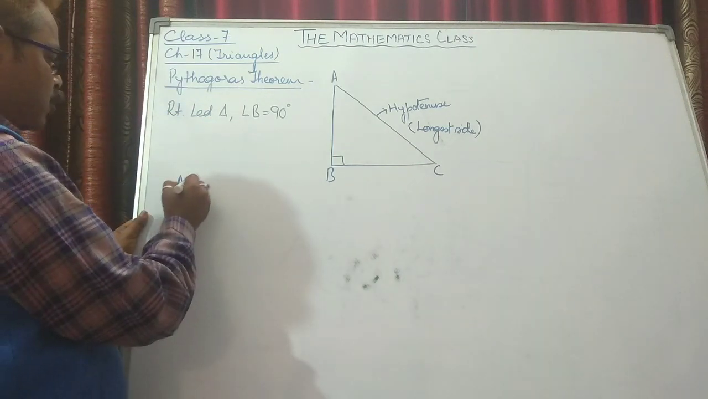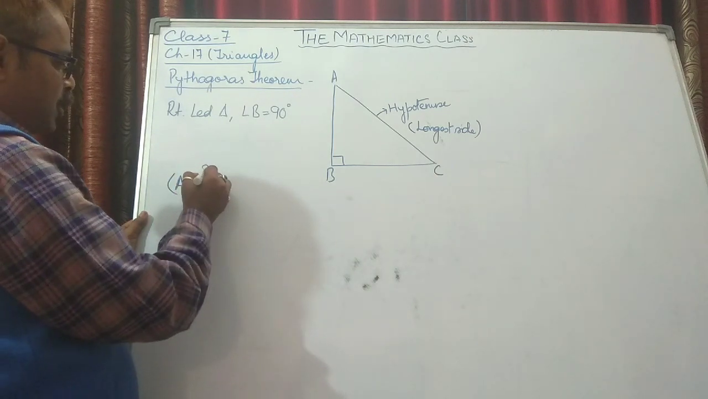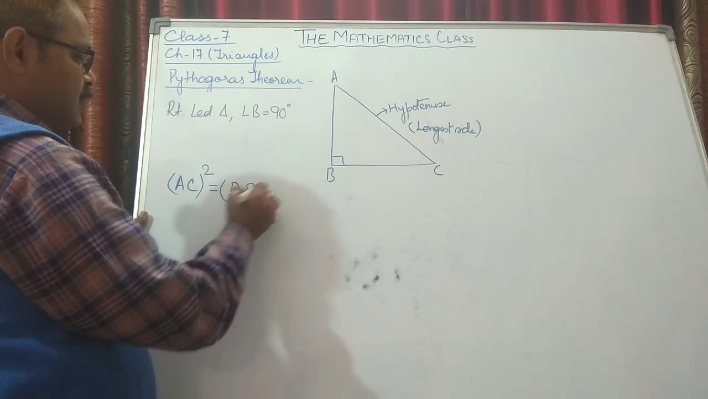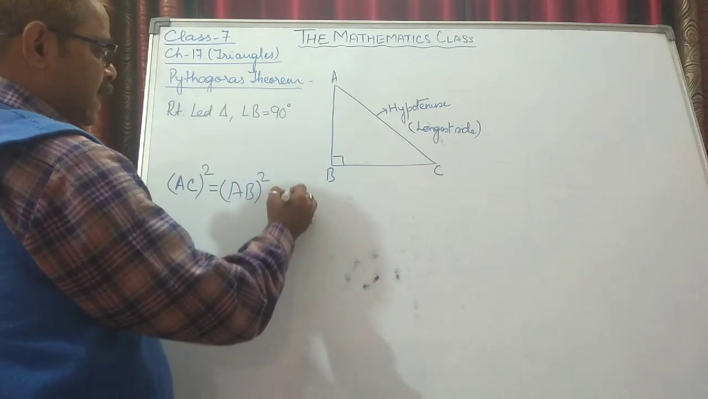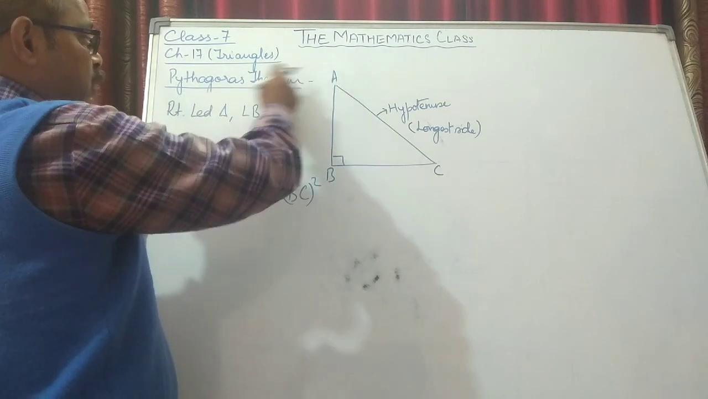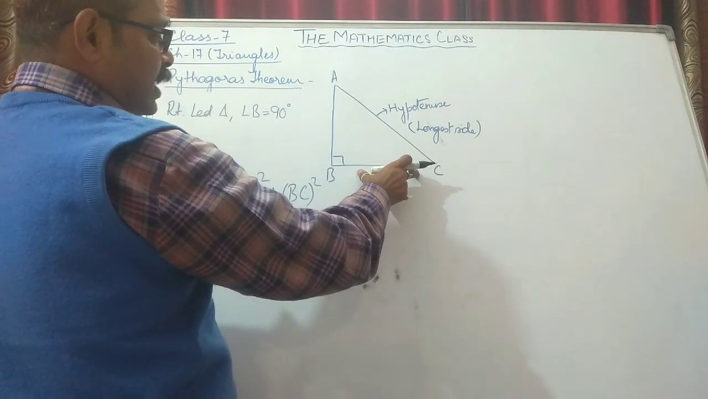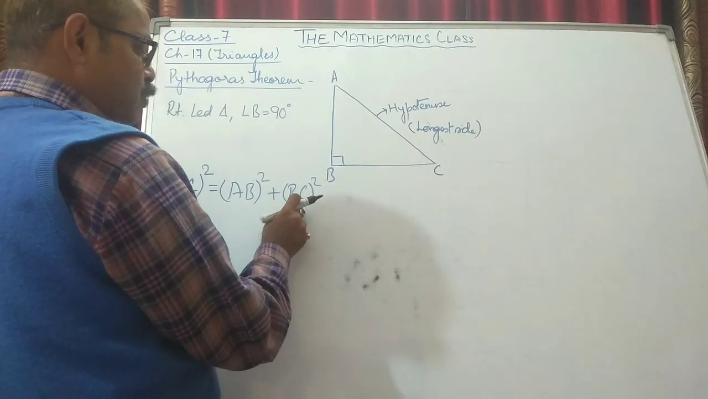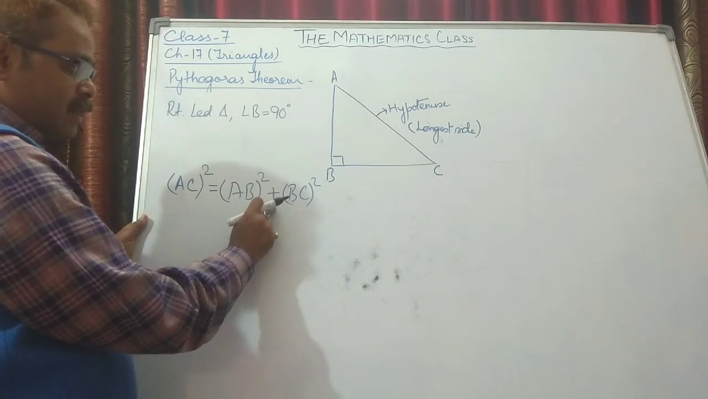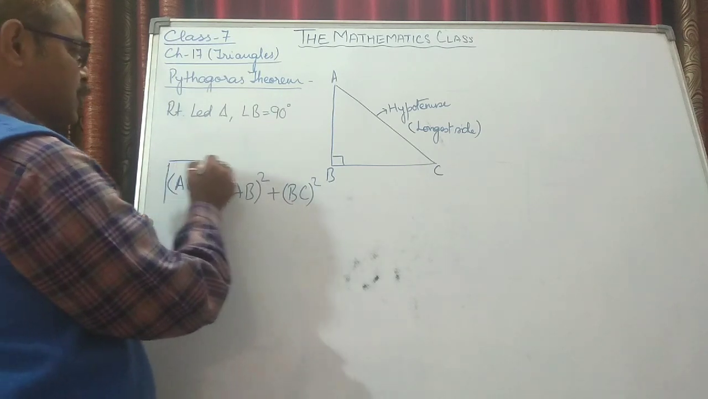Means suppose I make square on AC because AC is hypotenuse. So square made on hypotenuse is equal to the sum of squares made on other two sides. Now one side is AB. If I make a square on AB, it will be square of AB. So that is why AB square is written. And if I make a square on BC, that is BC square. And sum. So hypotenuse square is equal to the sum of square of other two sides. So this is Pythagoras theorem.